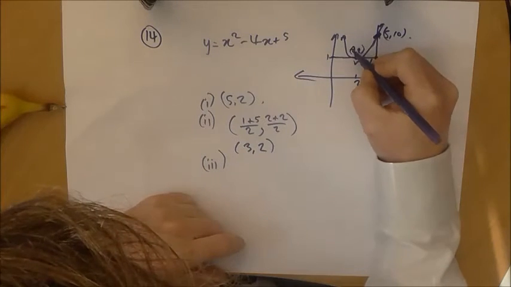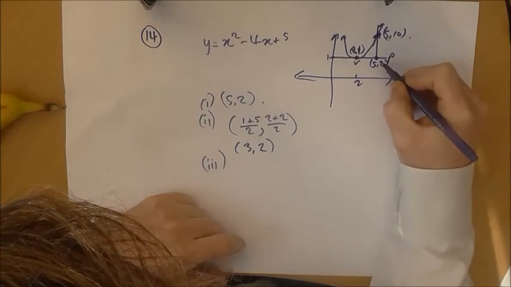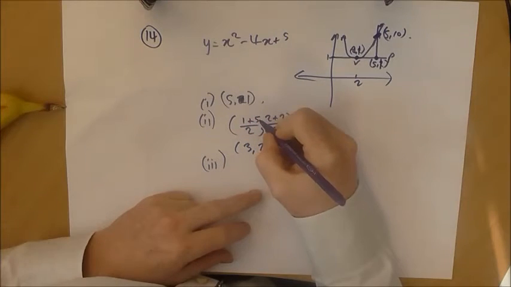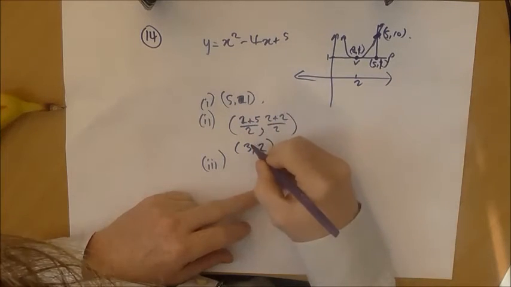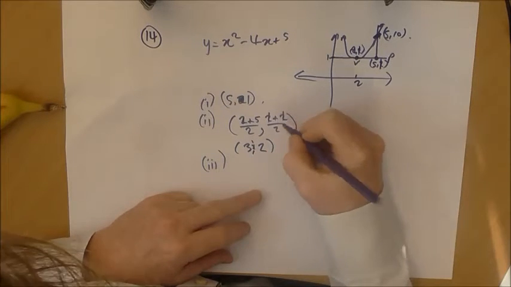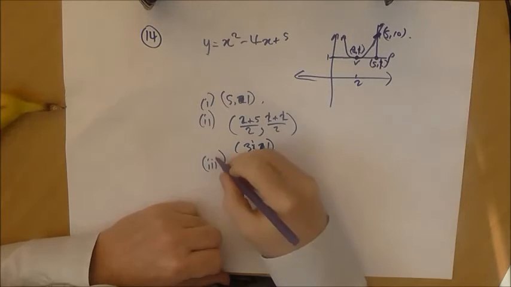Sorry, that's 2, 1, not 1, 2. So that's 5, 1, sorry, that's 5, 1. So that's 2 plus 5 over 2, so that's 3.5. And that's 1 plus 1 over 2, which is 1. So there's the correct answer for that.